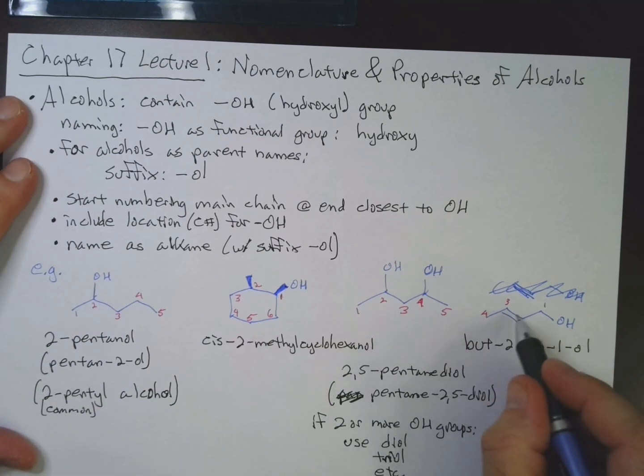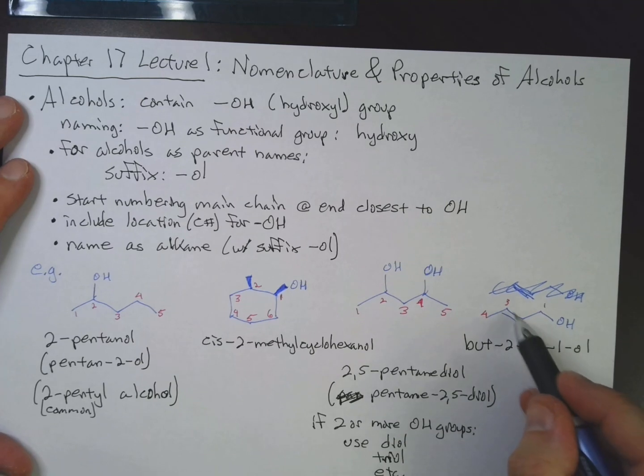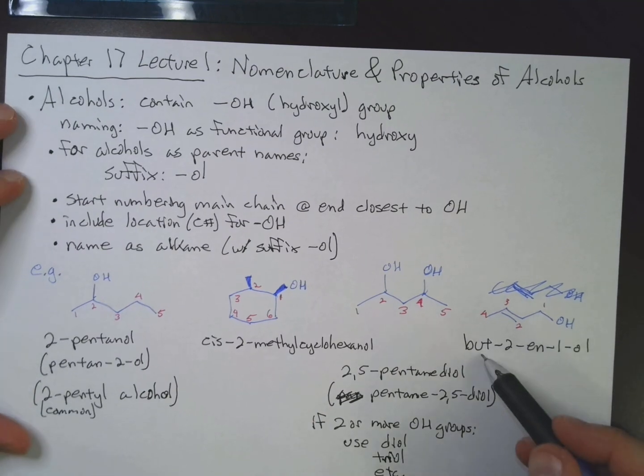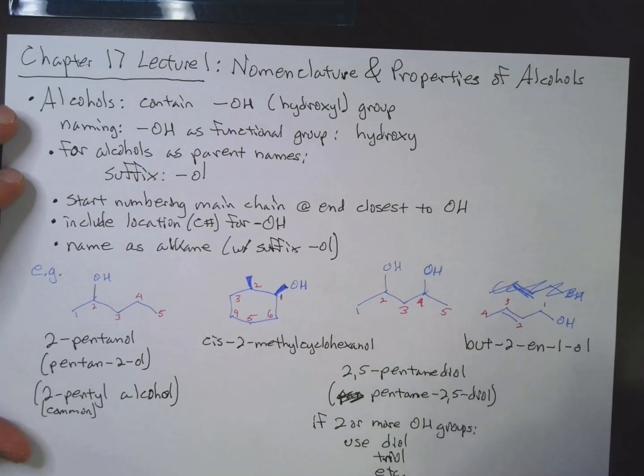So again, if we've got other functional groups, like a carbon-carbon double bond, we would indicate that we have that with our ene. If we had a triple bond, it would be yne. Anyway, but-2-en-1-ol. Phew. That's a little bit of a mouthful.